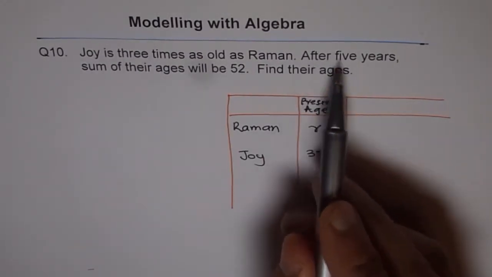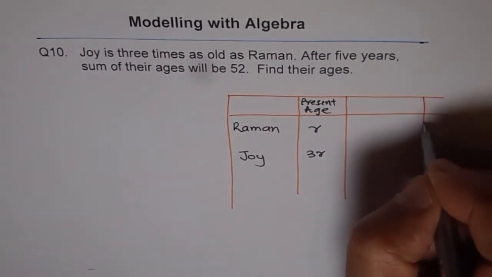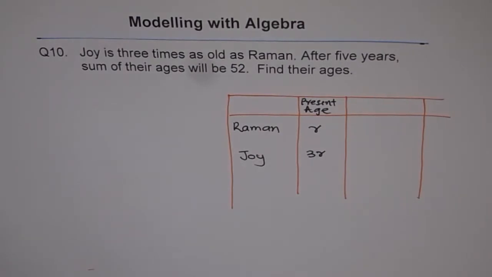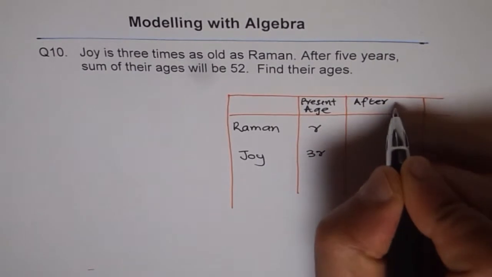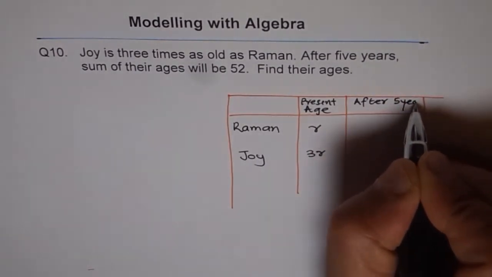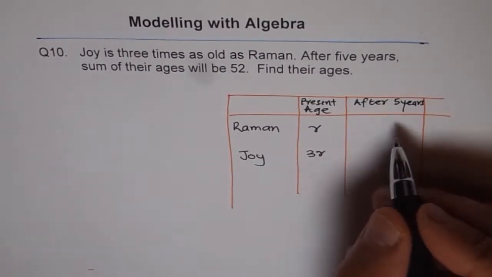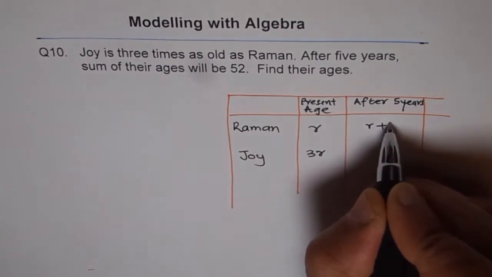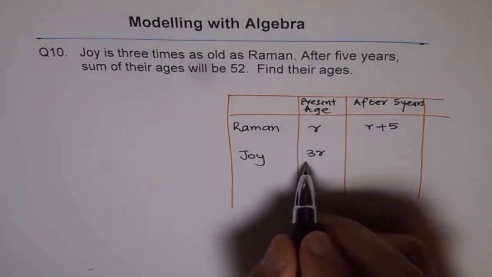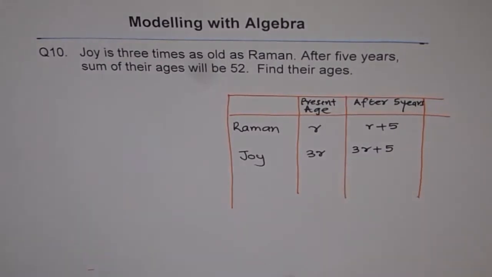Now it says after 5 years, sum of their ages is 52. So after 5 years, let's make another column and say, well, this is for after 5 years. So after 5 years, what will happen to Raman? He'll be 5 years older, right? So Raman's current age of R will become R plus 5. And Joy's 3R will become 3R plus 5. Correct? So that is their age after 5 years.